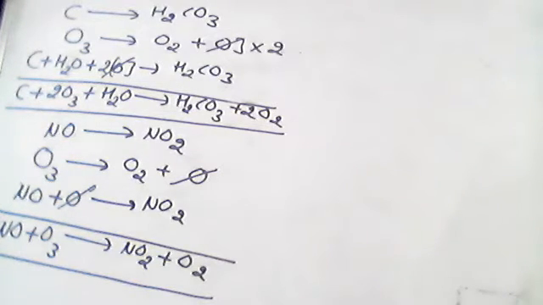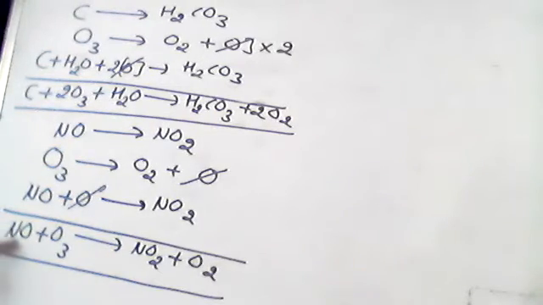In this reaction, nitrogen oxide combines rapidly with ozone. This NO, very important, is reacting with the ozone. So what is actually happening? It is depleting the ozone layer. This reaction is responsible for depleting the ozone layer.